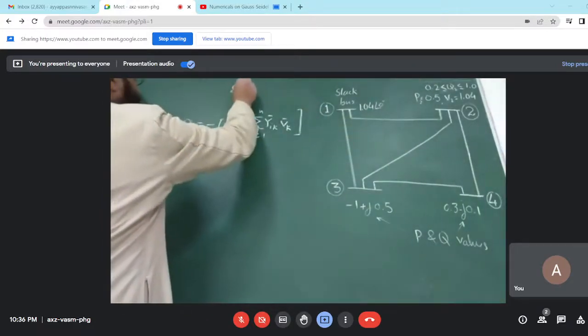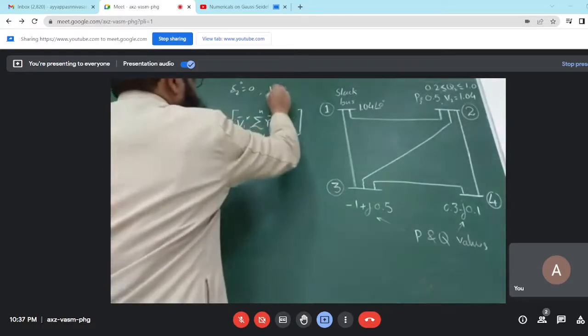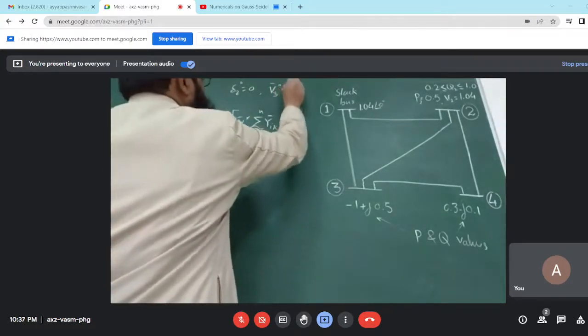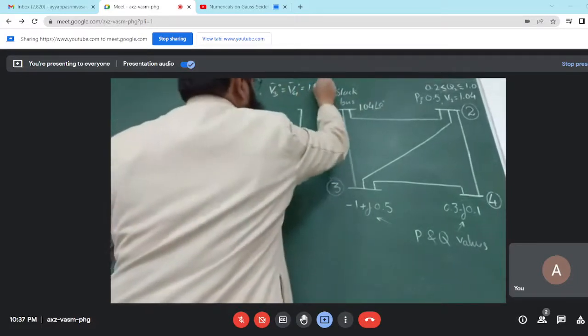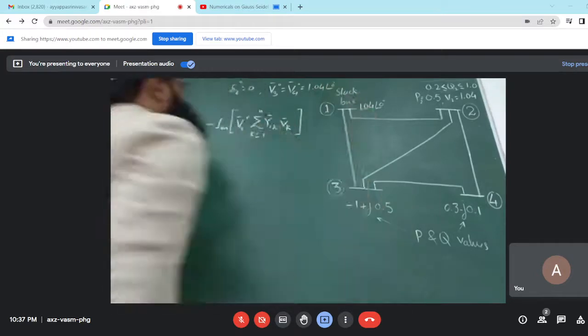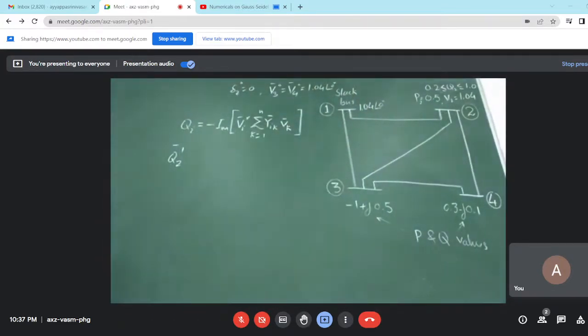You may assume delta 2 as that of the slack bus. So assume delta 2 is equal to 0, and the other variables, that is V3 0 equal to V4 0, equal to 1.04 angle 0. Is it not? Yes.